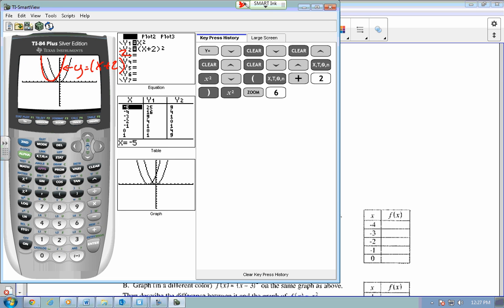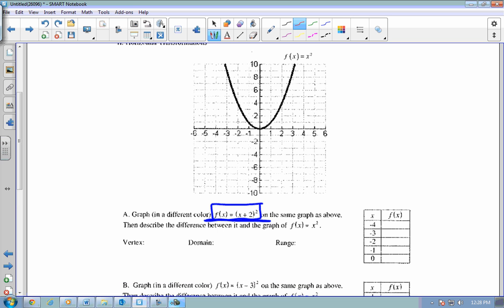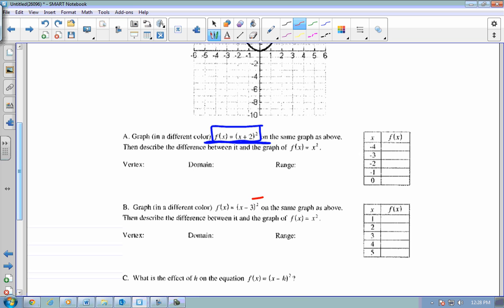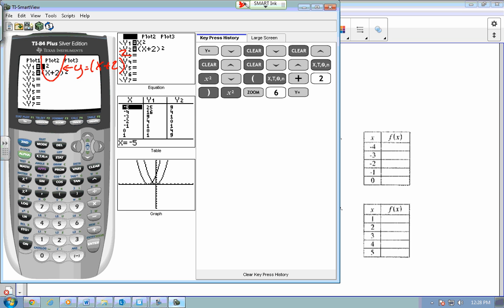Interesting. We're going to add another function. Go back to the y equals button, please. And the one on our worksheet for C, I don't remember what it is. Let's see. Oh, the minus 3. We're going to put parentheses x minus 3 squared. So arrow down to y3, then put parentheses x minus 3, close the parenthesis, squared. And then you're ready to go. You don't have to check the window again. It should be the same. Hit graph. Christian, are you doing this?